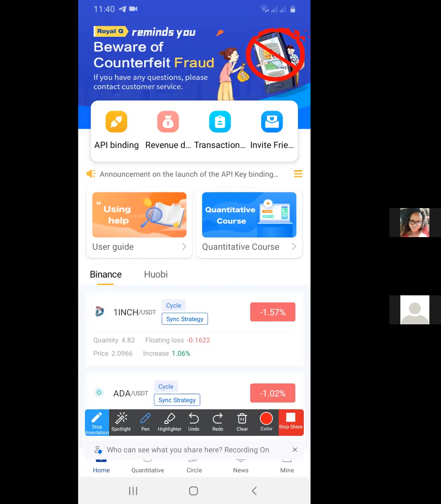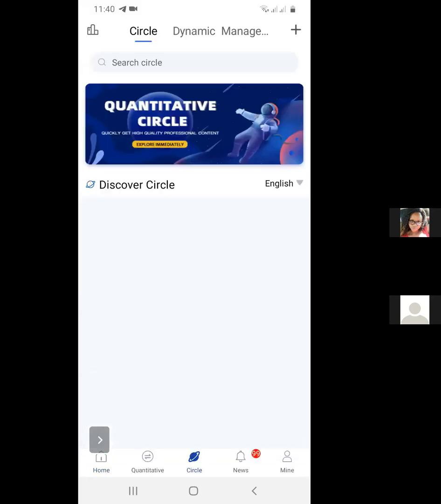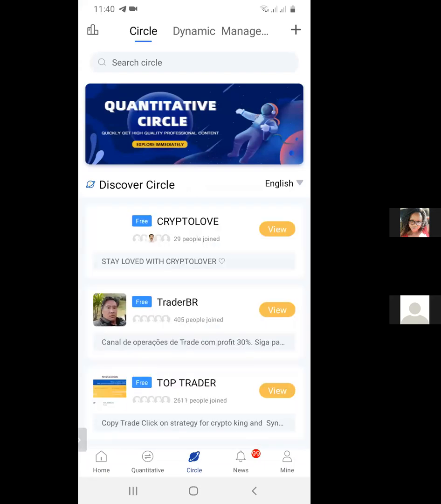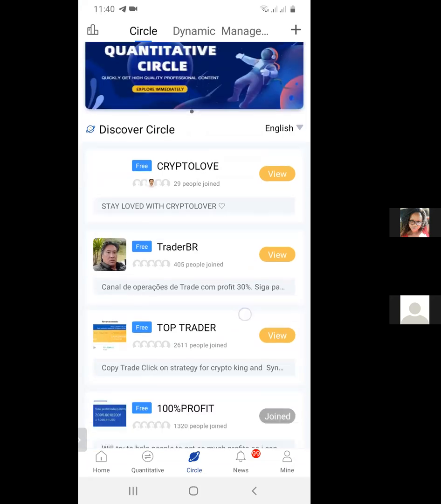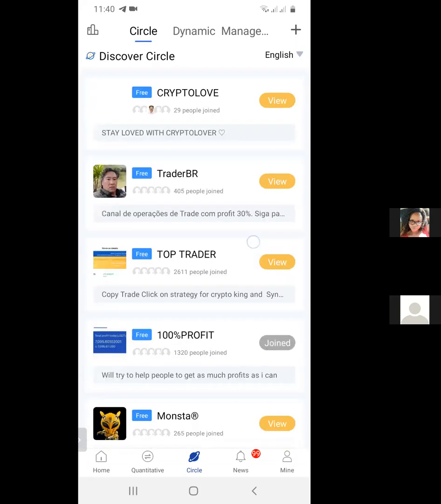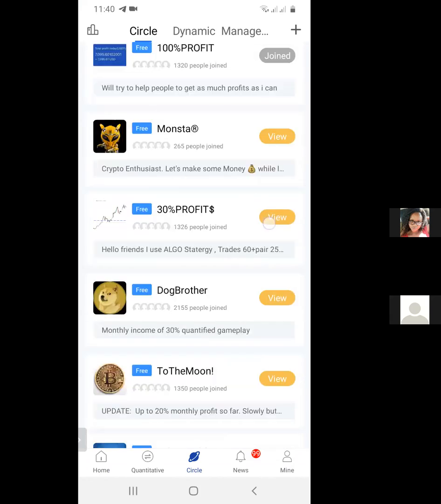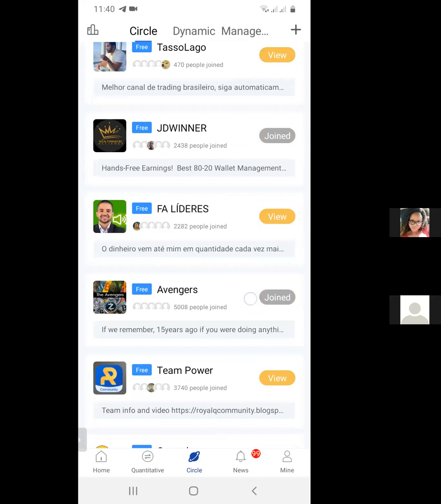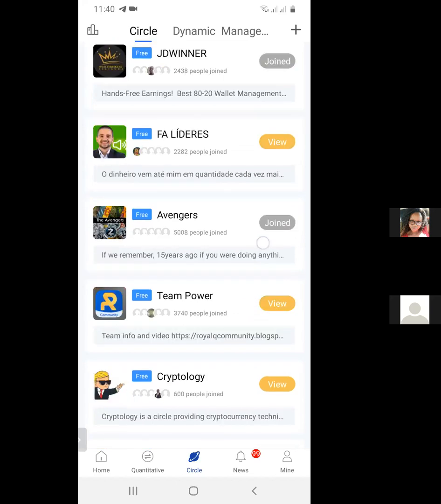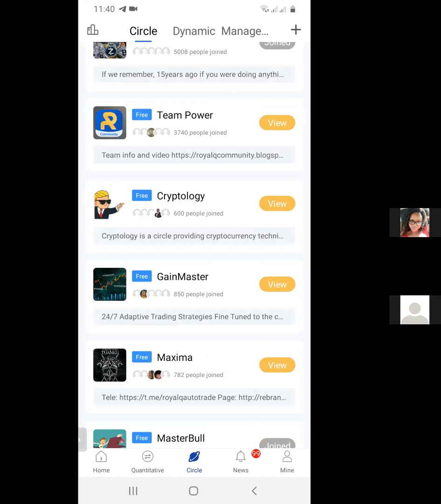If you come here to the bottom circle, you will actually see how big the trading community is amongst traders that have been vetted and verified by Royal Q as indeed profitable. So there is a long list of traders that you can, as a beginner, if you do not want to interfere with having to choose your own coins and to do your own settings of your robots, just copy whatever strategy they are applying with the robots.